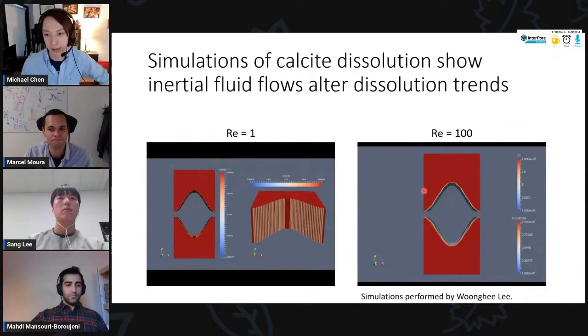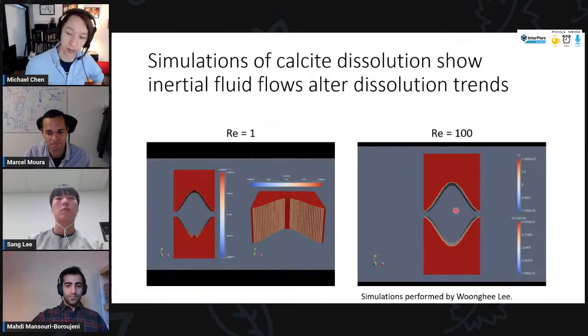If we look instead at the Reynolds 100 case, what you would see are complicated recirculating flows that form in these gaps here as our minerals dissolving away. And we would see a reversal of that trend.